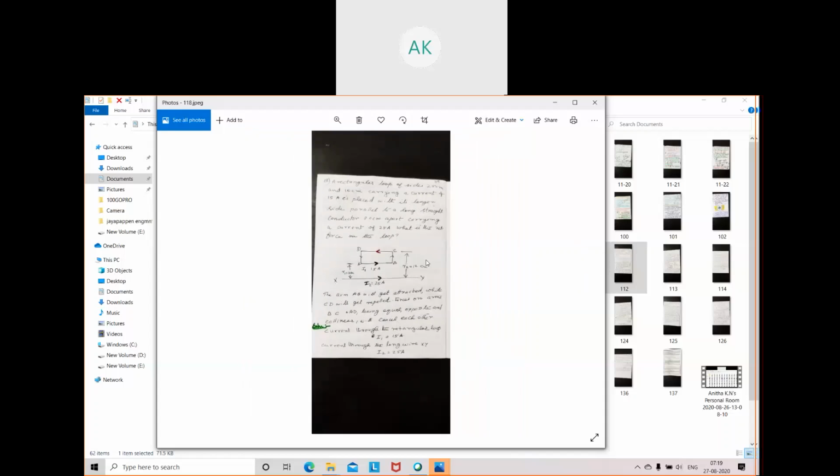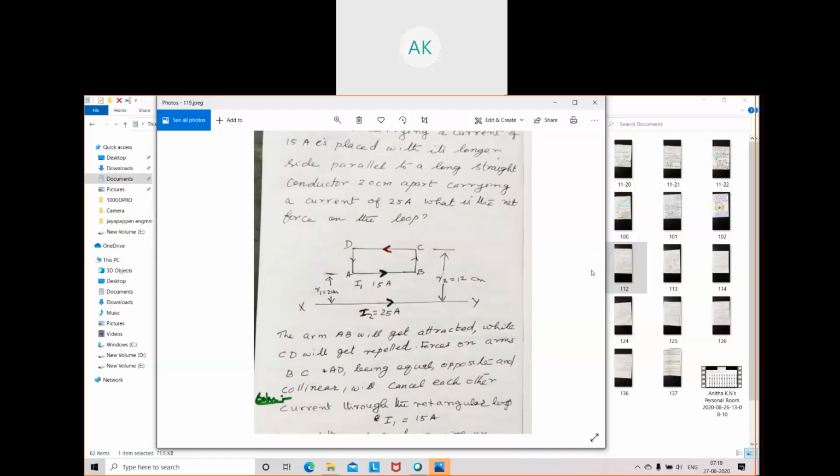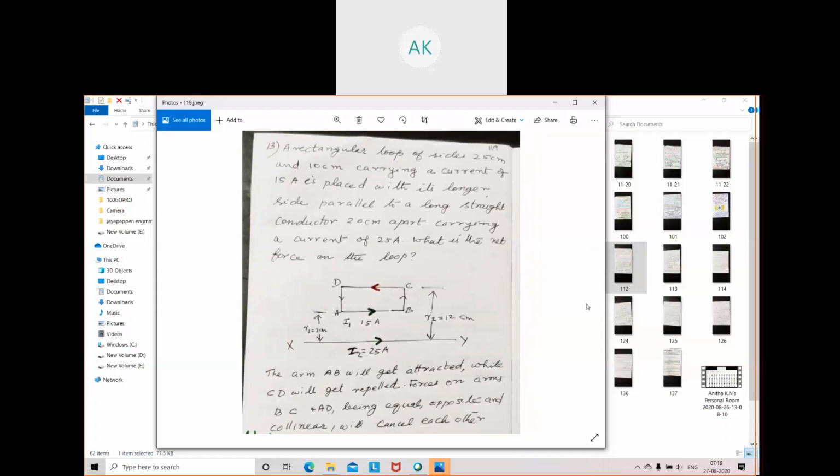This is an important problem. A rectangular loop of side 25 centimeter and 10 centimeter carrying a current of 15 ampere is placed with its longer side parallel to a long straight conductor 20 centimeter apart carrying a current of 25 ampere. What is the net force acting on the loop? It's an important question. All the questions that we discussed are board questions.